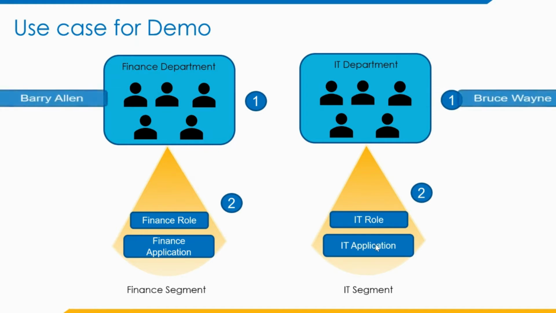Now we have two users. One is Barry Allen from the finance department. One is Bruce Wayne from the IT department. We have the ability of logging in as both these users. So once the segments are configured, we can see from the end user perspective how segments are affecting the end user's request center view and what these users are able to see and request.